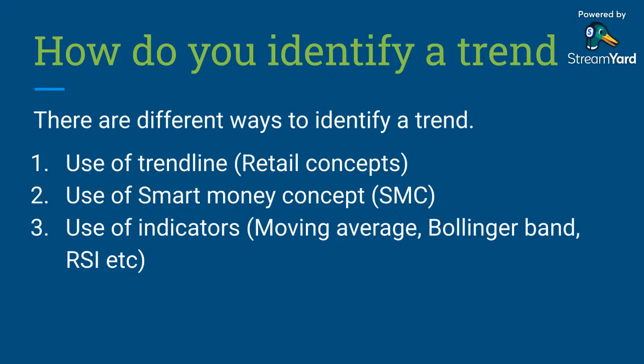So the first one we have is the use of trend lines. That's the retail concept. Then we also have the use of the SMC concept. We also have the use of indicators. The only ones I use are the first two, number 1 and number 2. I do not use indicators. It was before, but now I don't. I use pure price action. So I'm going to teach you how to use number 1 and number 2 to identify your trend. Are we together? Let's progress.